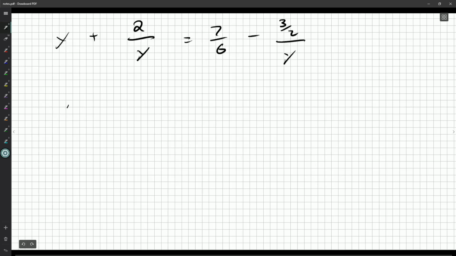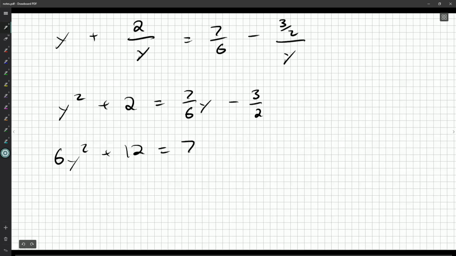So now if I multiply through, I'll get y squared plus 2 is 7/6 y minus 3 halves. I'm actually going to multiply through by 6 on both sides as well, just to get rid of all the fractions. So minus 9, and now we've got 6y squared minus 7y plus 21 is equal to 0. And now it's just a quadratic.